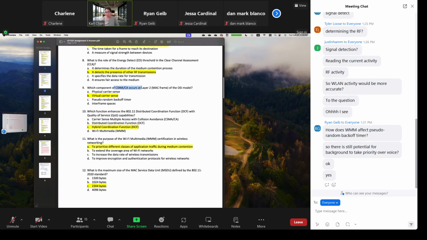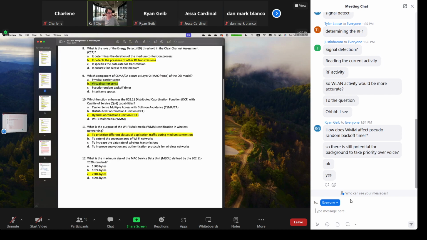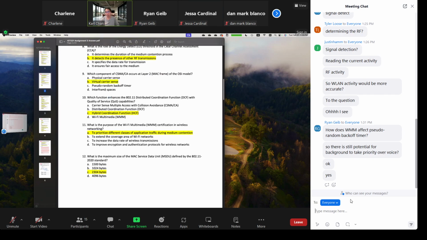Okay, which component of CSMA/CA occurs at the layer 2 frame of the OSI model? Virtual carrier sensing. Okay, this is the only mechanism at layer 2, where you embed the information in the frame. You see, this is done by the duration field in the frame.